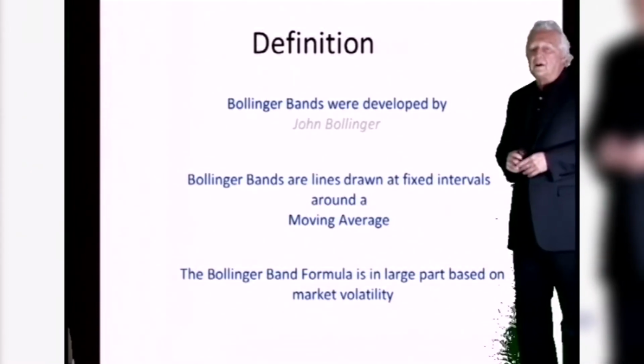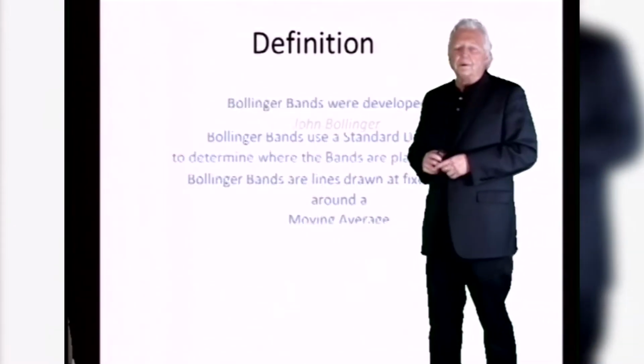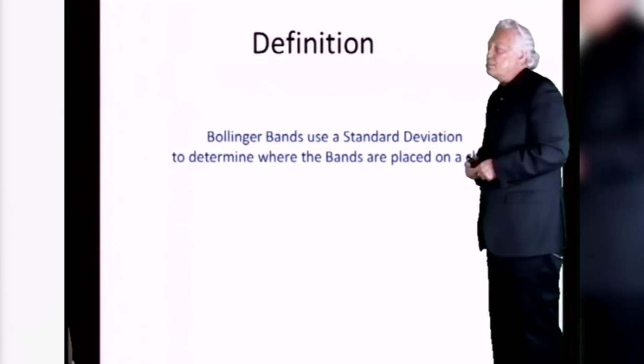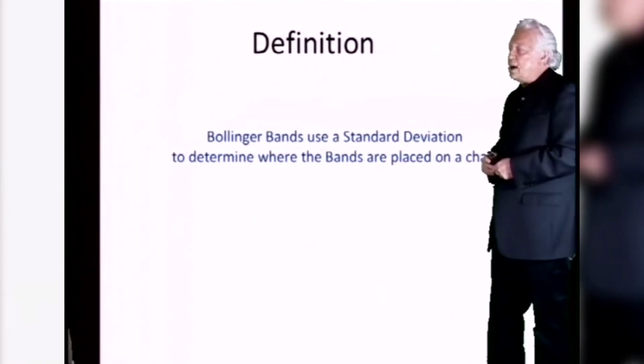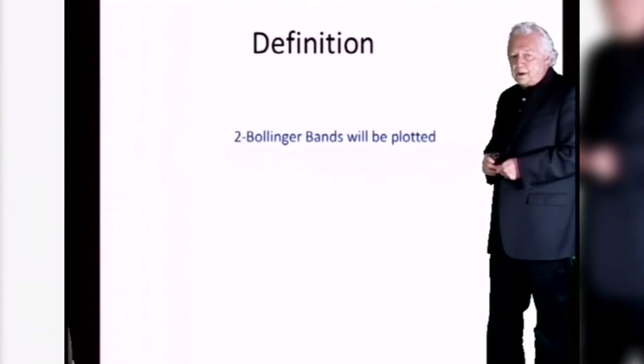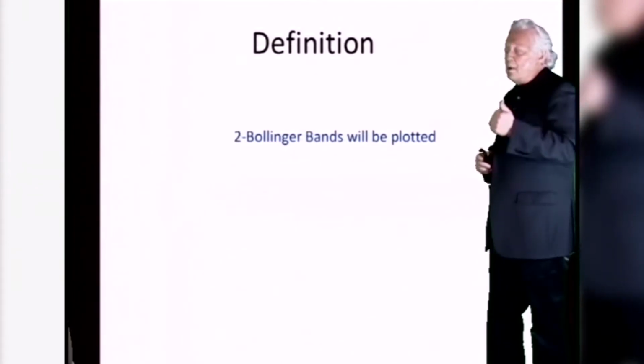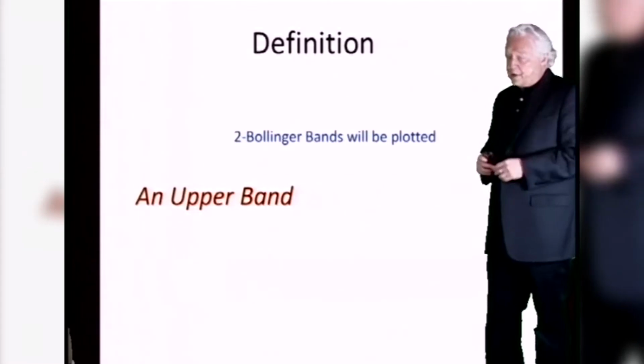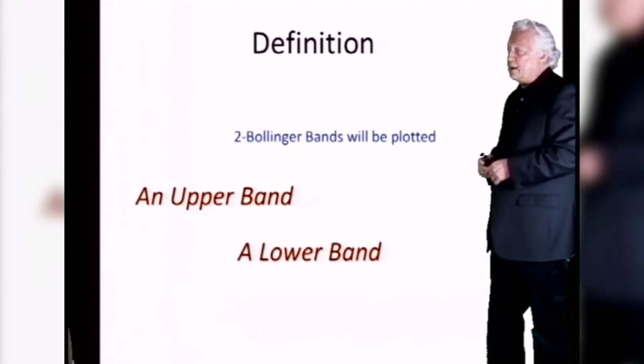But a large part of the formula is based on market volatility. You can go on, if you wanted to, let's say, Investopedia and get the formulas and see what they are. The key is a Bollinger Band uses a standard deviation to determine where the bands are placed. Okay, 2 Bollinger Bands get plotted. Some people plot a third band, which is that moving average, but typically it's the upper band and the lower band.